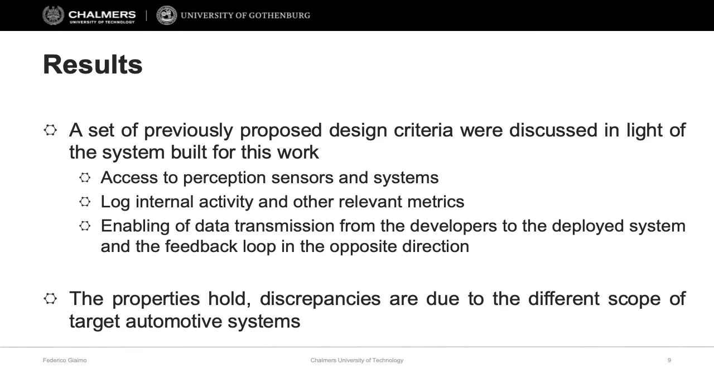In a previous work, we identified a number of design properties for the software architecture to enable continuous experimentation on an automotive system. In this paper, we discussed these properties in light of the architecture designed for this research work. Among these properties, we find, for example, access to perception sensors and systems, or the logging operations for internal activity of the system and instrumentation of the software, which means the collection of relevant data for the experiment's goal, but also the creation of a bidirectional communication channel between the developers and the system to deploy new software and experiments and to collect data back.